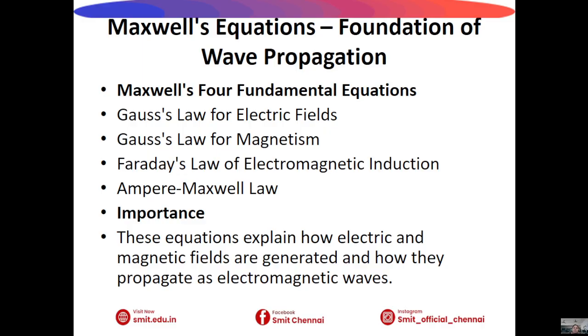Next, we see about Maxwell's equations, the foundation for wave propagation. The foundation of electromagnetic wave theory lies in Maxwell's four equations. They are Gauss law for electric fields, Gauss law for magnetism, Faraday's law of electromagnetic induction, and Ampere-Maxwell law. These equations explain how electric and magnetic fields are generated and how they interact with each other. James Clerk Maxwell combined these laws and predicted the existence of electromagnetic waves long before they were experimentally verified.